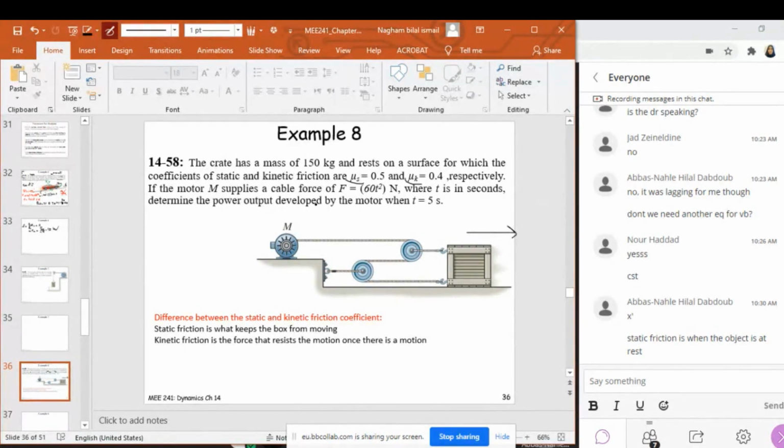All right? So whenever, guys, I only have μk, you don't have to worry about μs. But if you have both μs and μk, you need to find the time at which this crate starts moving. So I can have some duration at which the crate is still at rest before starting the motion. All right? So I'm gonna write it also down here.